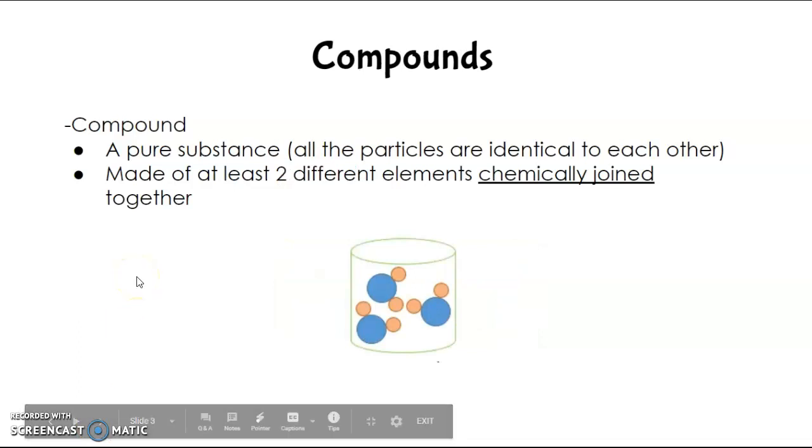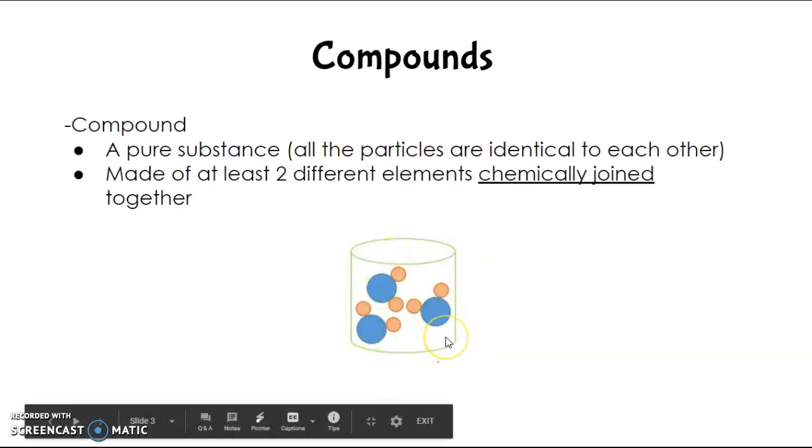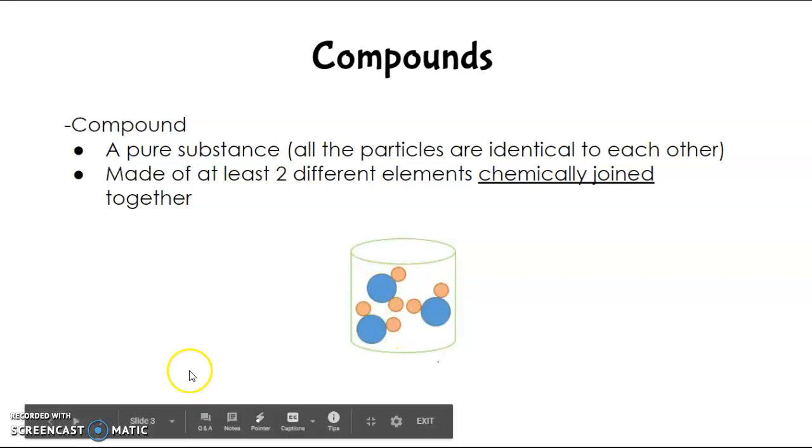Next are compounds. Compounds, again, are pure substances. That means all the particles inside are identical to each other, which you can see here. Like each particle in here has a big blue circle and two small orange circles, and each particle is identical to each other. Compounds, though, need to be made of at least two different elements chemically joined together. So that's what we see here, right? We have this blue element and this orange element, and they're chemically connected. So that would make this whole thing a compound.